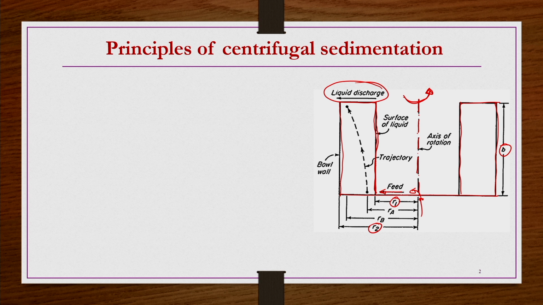Now, this feed is entering at the bottom, and assume the liquid is traveling upward. This liquid feed also has particles, and whatever particles are there try to settle towards the wall and be separated from the liquid. That is the purpose. Let us assume a particle at this location, RA is the distance from the axis of rotation. At that particular point the particle is there, and within the centrifugal bowl the feed is continuously coming and the liquid is also continuously going out. It is a continuous process.